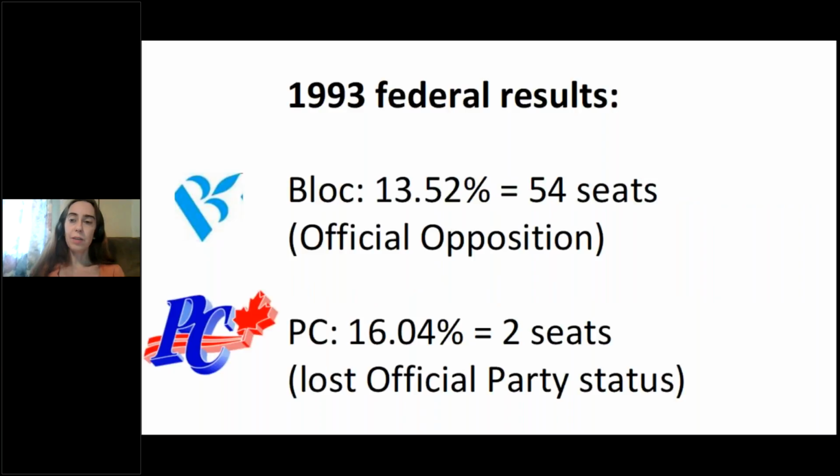And here again, we can see another example of this in 1993, where the Bloc became our official opposition, which is kind of hard to fathom when they don't really represent anybody outside of Quebec. And one of the two oldest parties in Canada lost their official party status and went down to 2 seats, even though they got 16% of the vote. They actually got more votes from Canadians than the Bloc Québécois did.